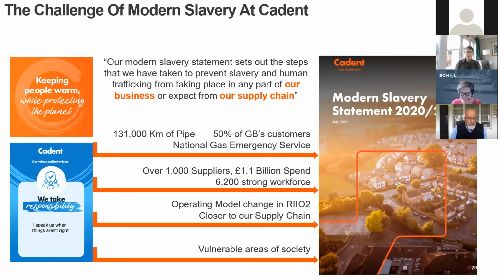So one of our key values as a company is that we take responsibility, and sitting within that value is a very clear line about speaking up when things aren't right. And everything that Ellen has covered before and Helen has talked about, it is about doing the right thing and speaking up when things aren't right, in this context, in the context of modern slavery.